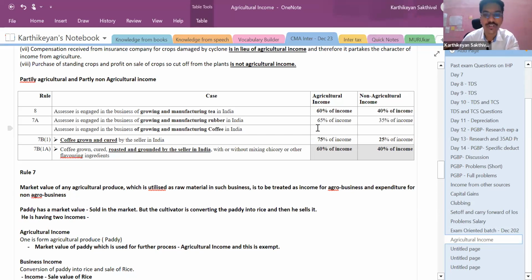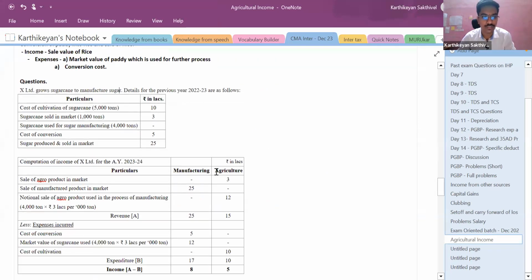Then if just coffee bean is sold, it is 75-25. In the other case, rubber alone, it is 65-35. For rubber alone, just remember: tea and coffee powder is 60-40, right? Coffee bean is 75-25, that is coffee grown and cured, that is 75-25. And if it is in the business of rubber, 65-35. Okay, so these are the percentages, and this will not be given in the examination. You should remember this and write this. So this table is to be remembered, right? So next let us go to the question.